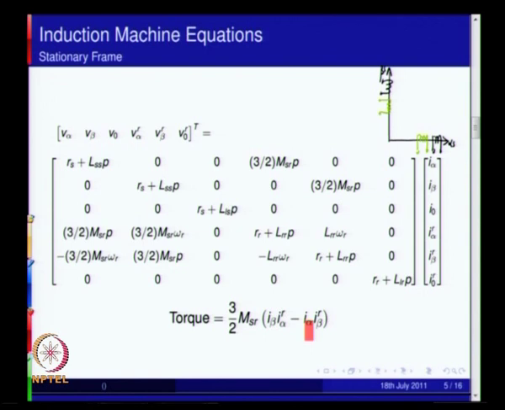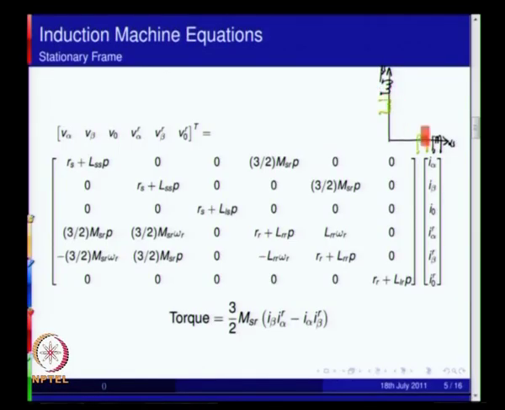In this description, the induction machine behavior is seen through completely stationary coils on the beta axis and alpha axis, and if a stationary coil has to produce a rotating MMF, then these coils must be excited with voltages that are at supply frequency. So we have also seen how these relationships affect the V and I terms.